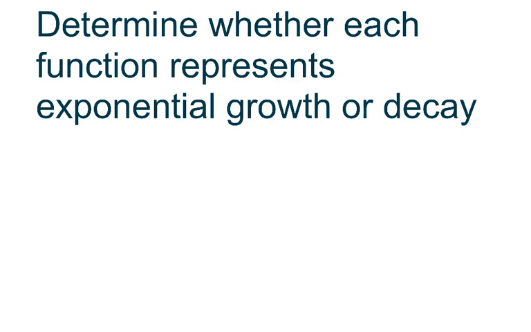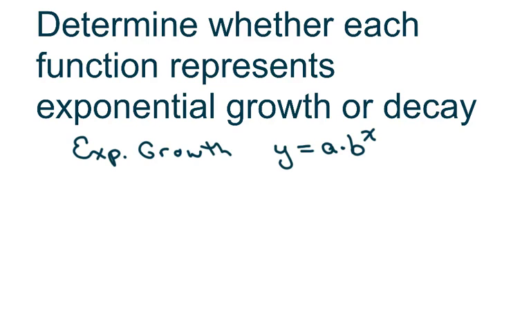So for exponential growth, and I'll just write it like this, your equation is y equals a times b to the x power. So for exponential growth, a must be positive, and this is Boolean algebra for "and", okay? And b has to be greater than 1.